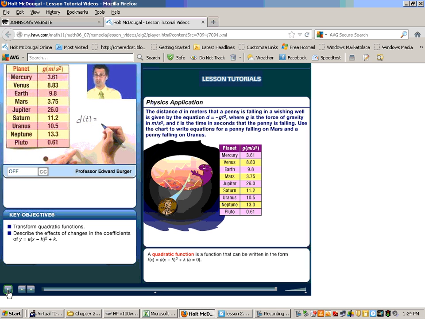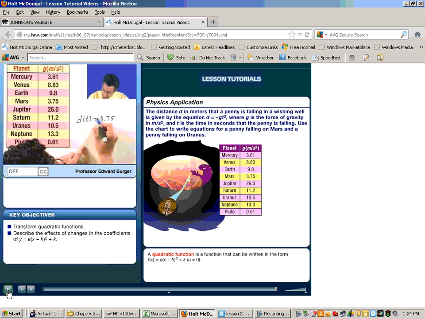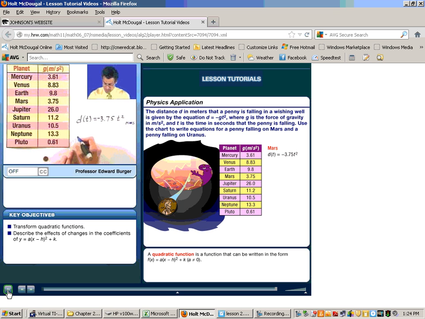And for Mars, which is the first one, you see the gravitational constant is 3.75, so it's negative that, negative 3.75 t squared. That's for Mars. And what about Uranus? Well, then the function would look like this: negative 10.5 t squared. Notice that the gravitational pull on Uranus is actually greater than Mars.